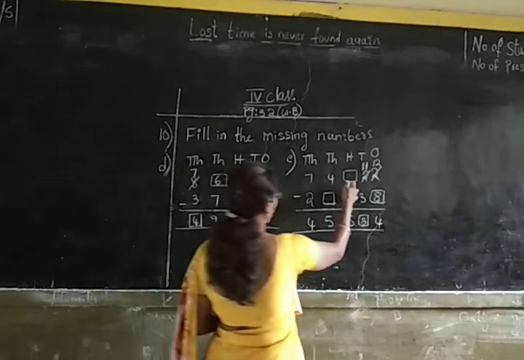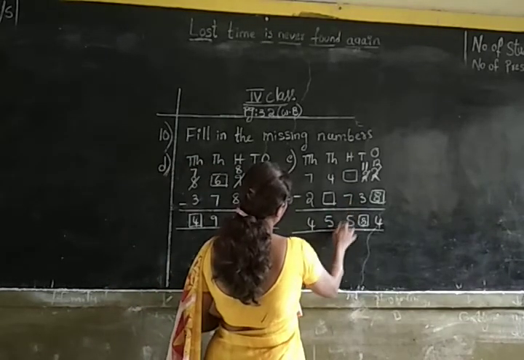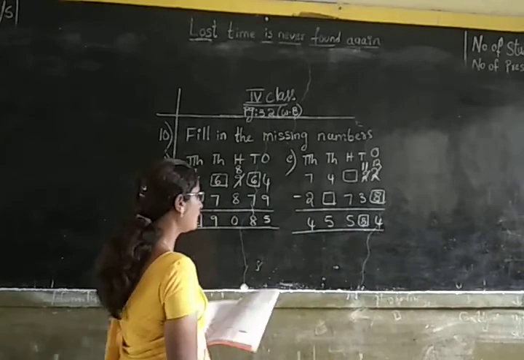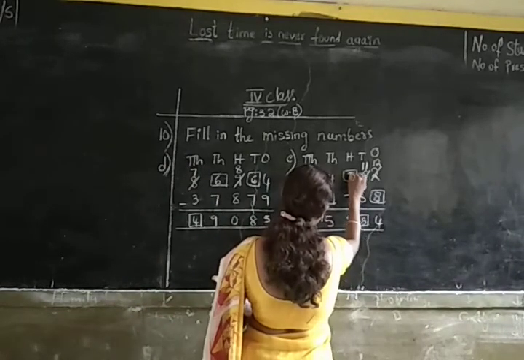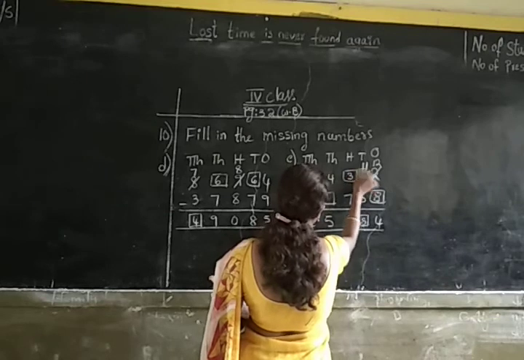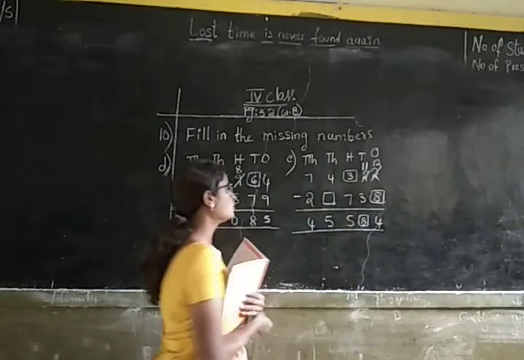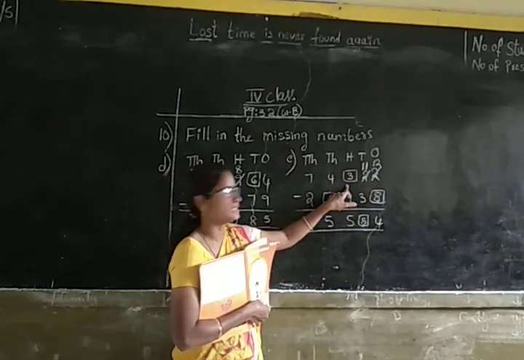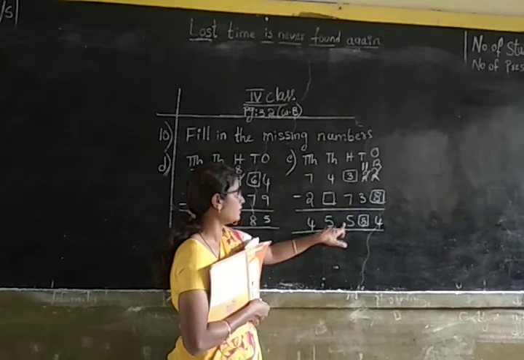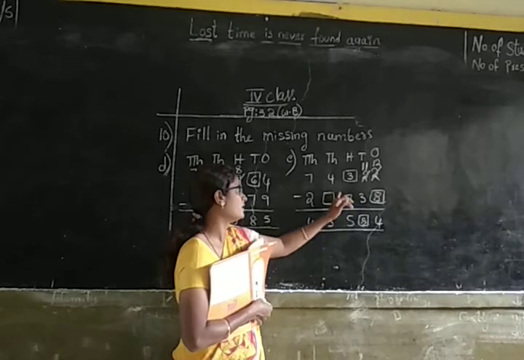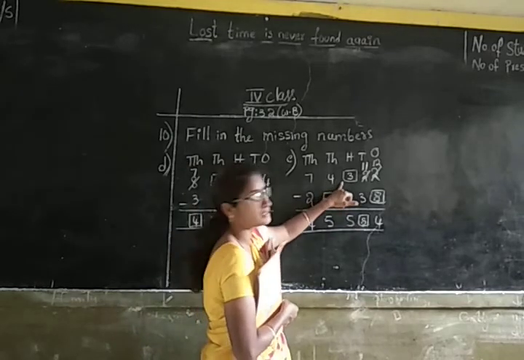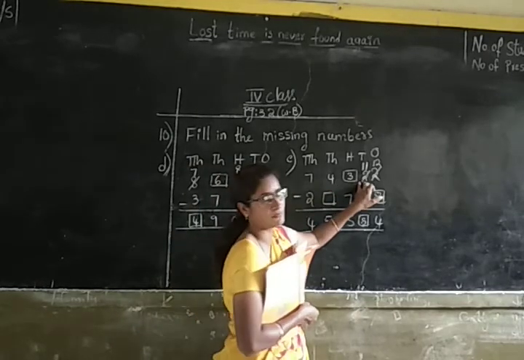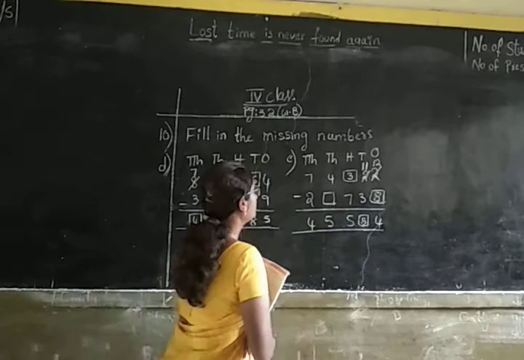Now you have to find out the missing number here. 7 plus 5 is how much? 12. 7 plus 5 is 12. But you have to add 1 to this number because this number is giving away a borrow to this number. So the missing number here is 3.